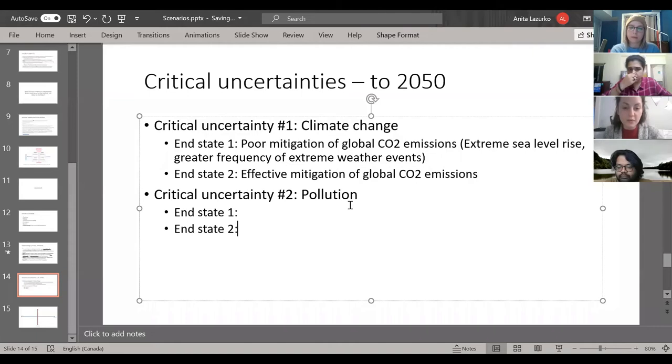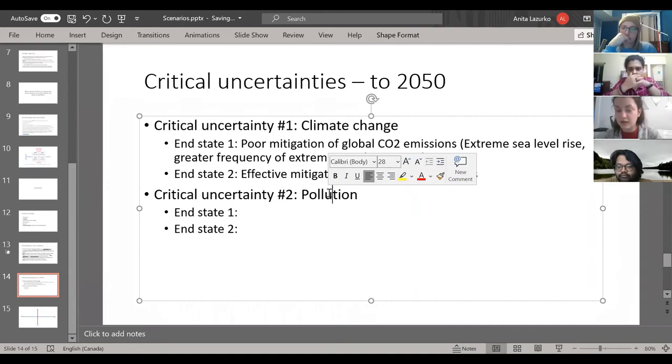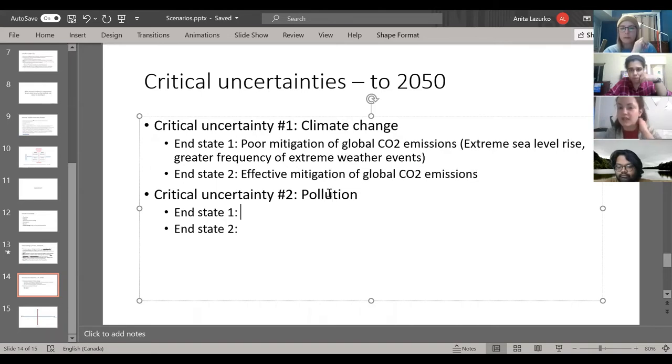Okay, just to move on, I think we'll be able to develop scenarios from that. So from the pollution end of things, obviously this is another broad category. However, if we're thinking about end states of pollution in 2050, it can be related to the actual pollutants that are there, and it can also be related to broader policies related to pollution and the ethos behind those policies. So any suggestions for end states for the pollution uncertainty?